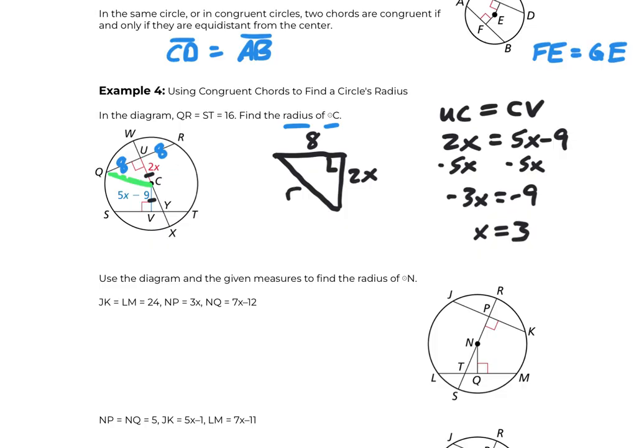The reason that's helpful is because now that I know what x is, I can take 3 and plug it in for x right here. So now 2 times 3 becomes 6. And so now we have the Pythagorean theorem. 8 squared plus 6 squared equals r squared.